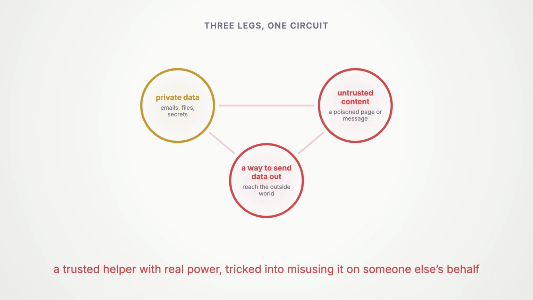But words alone are not yet a disaster. To turn a hijacked, confused deputy assistant into a real catastrophe, three things have to be true at the same time. This is called the lethal trifecta. One, the agent has access to private data, your emails, your files, your company's secrets. Two, it is exposed to untrusted content, that poisoned page or message we just saw. And three, it has a way to send data out, to make a network request, post somewhere, send a message, reach the outside world.